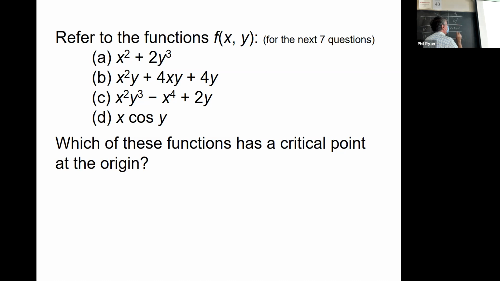And then taking a derivative with respect to y, we get 3x squared y squared plus 2. And then finally, with cosine y. And then with respect to x, with respect to y, we get minus x sine.